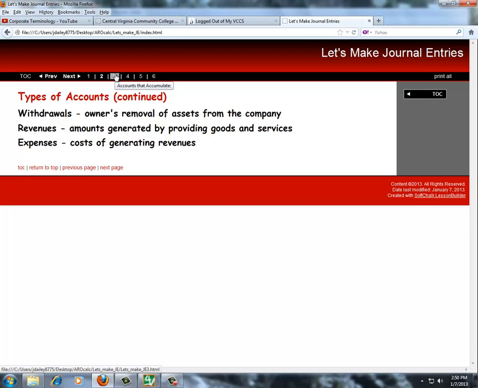his living. We're talking about the type of organization here, whether it's a sole proprietorship or a partnership where the owner does not earn a salary. So the only way he's going to pay his living expenses is to withdraw assets from the company.